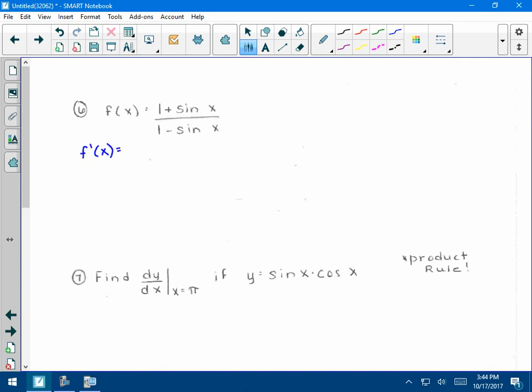F prime of x equals the bottom, which is 1 minus sine of x, times the derivative of the top. And the derivative of the top, the 1 would go away. Sine of x becomes cosine of x, minus the top, 1 plus sine of x, times the derivative of the bottom. 1 goes away again. Minus sine of x becomes minus cosine of x, all over the bottom squared. 1 minus sine of x, squared.